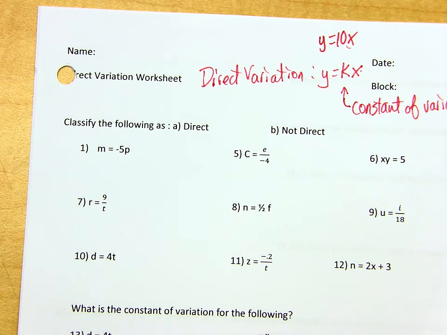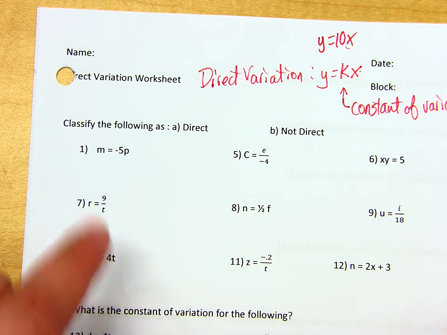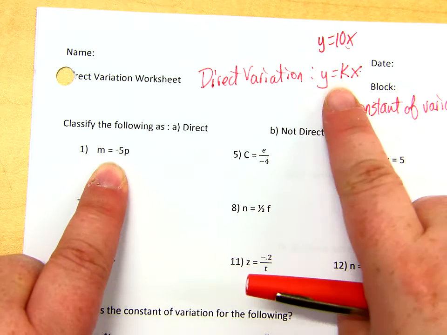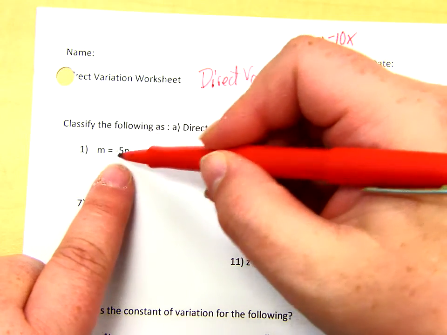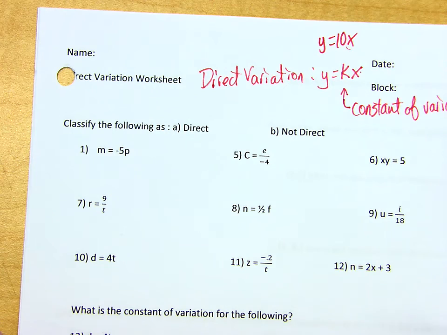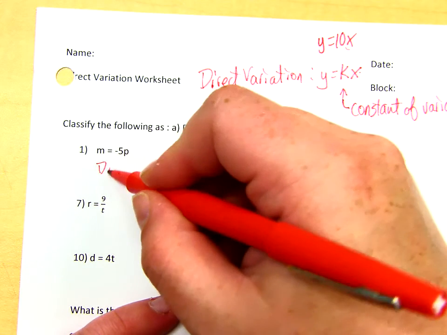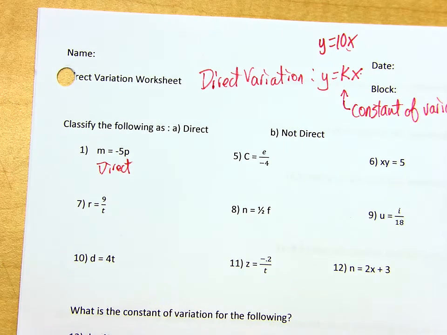then I have direct variation. You'll notice they don't always use x's and y's. That's okay. So if I look at my first one, does it look like y equals kx? They just use different letters instead of x and y. Yeah, I have m equals some number times p. So I can say that m and p have direct variation. So yes, this is direct.